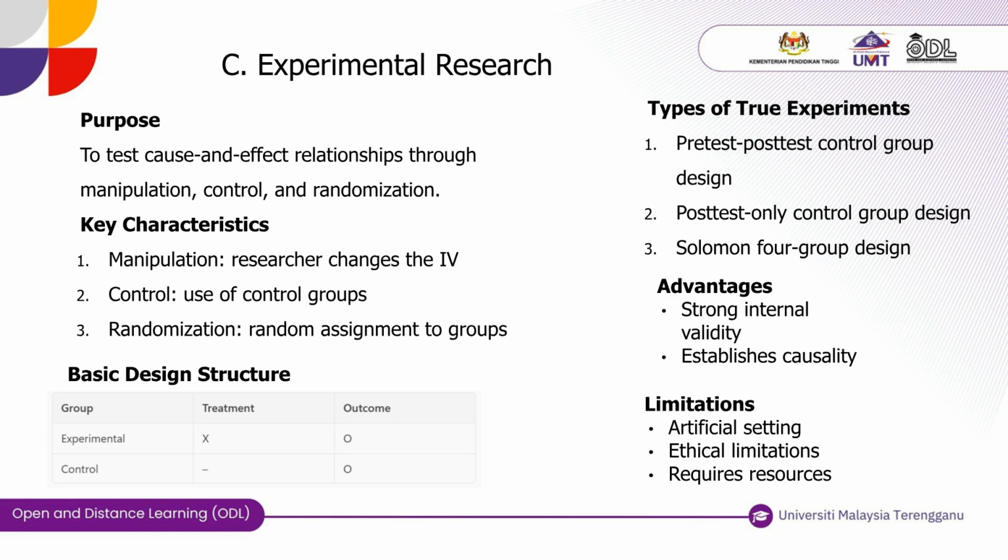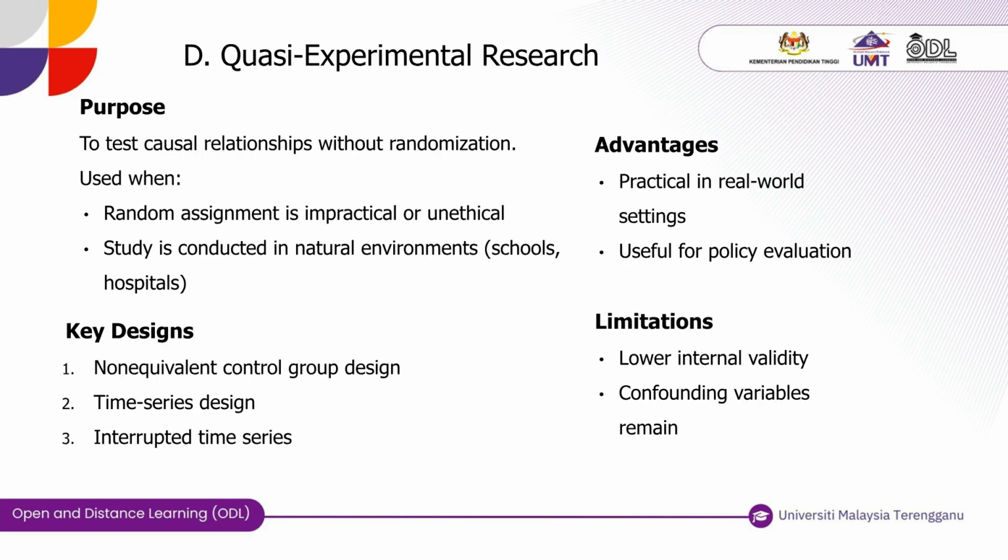Experimental research tests cause and effect relationships through manipulation of the independent variable, control groups, and randomization. Advantages include strong internal validity and the ability to establish causality, but limitations involve the artificial setting and ethical considerations.